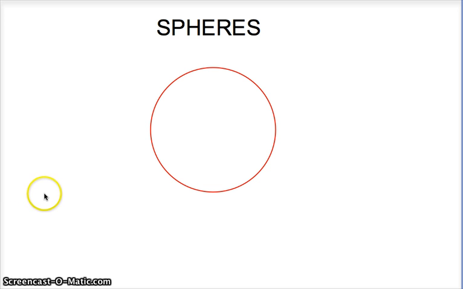We're first going to look at what a sphere looks like. We'll check out the surface area and the volume formula, and then we'll go ahead and do a few examples.